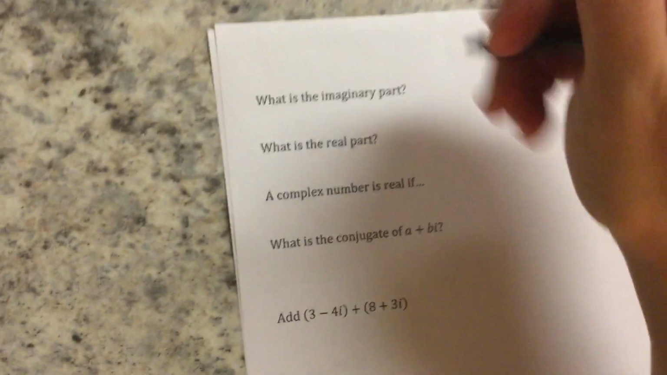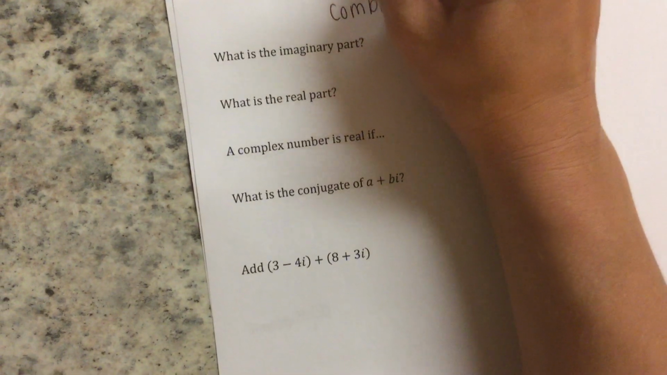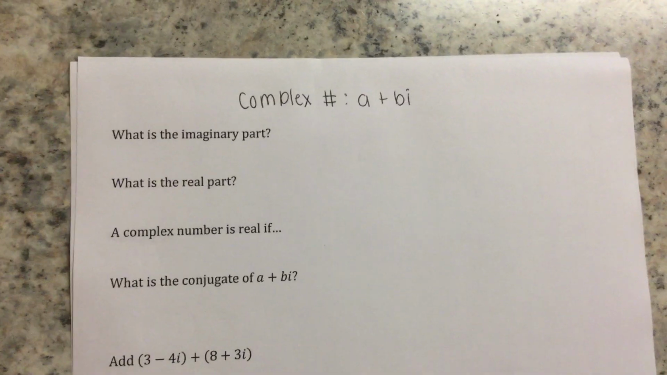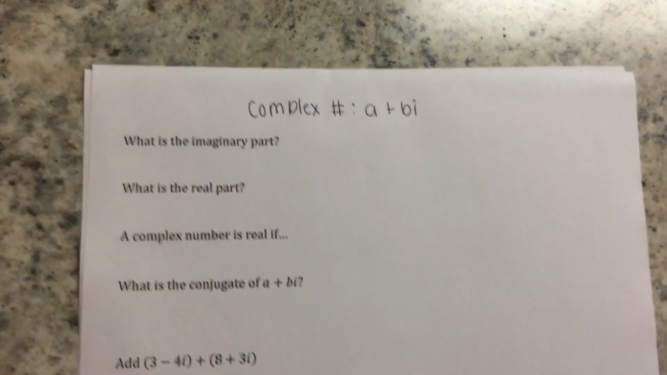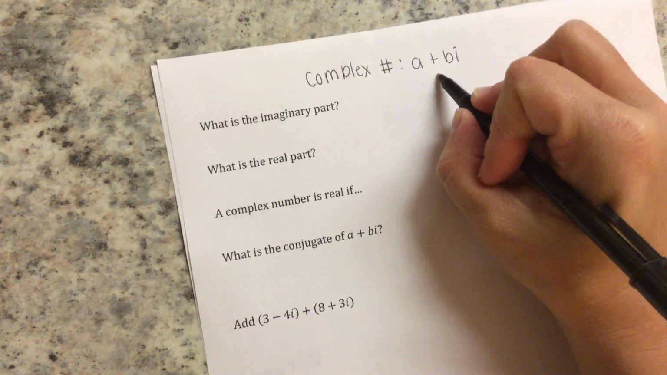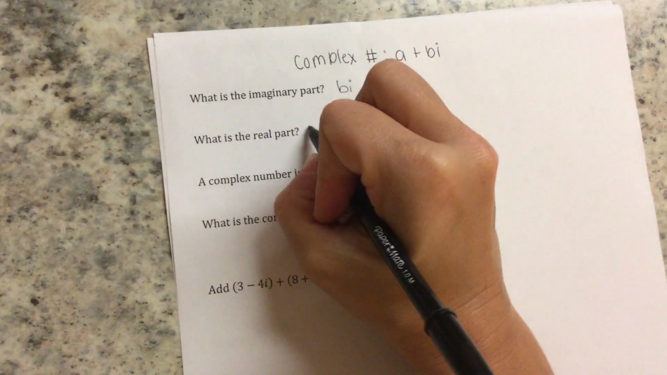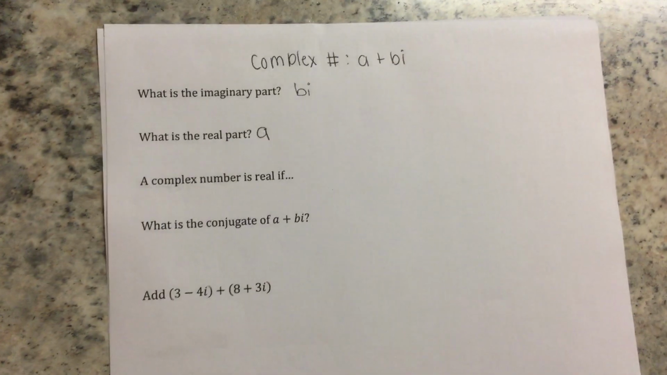Next page. So it says, what is the imaginary part? What is the real part? All that good stuff. So we said that a complex number is going to be a plus bi. We know that i is imaginary. That's what makes it imaginary. So the imaginary part is going to be my bi, because that i makes it imaginary. And the real part is just the a. It's just some number out front, no i, so it's going to be real.